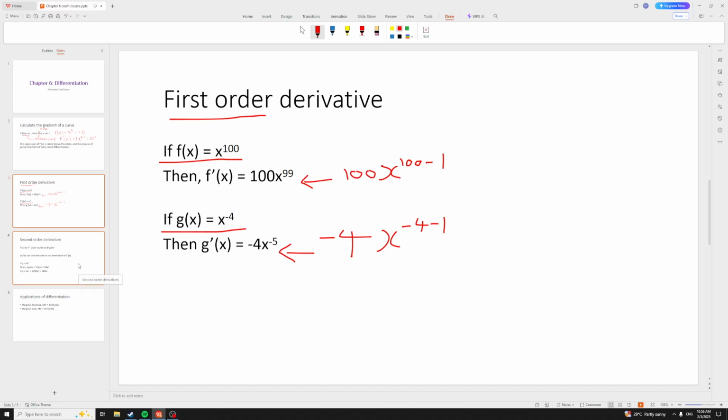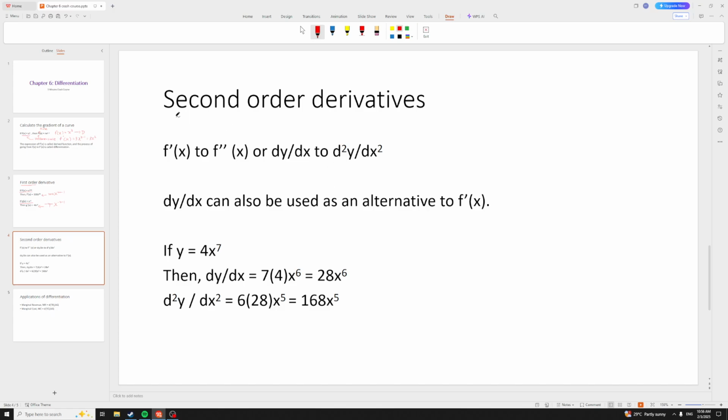Then we move on to second derivative. You can see this one is the first derivative, this one is the second. You see there's a 2 apostrophe on the top, meaning second derivative. And sometimes the first derivative can be written as dy dx. The meaning is the same.